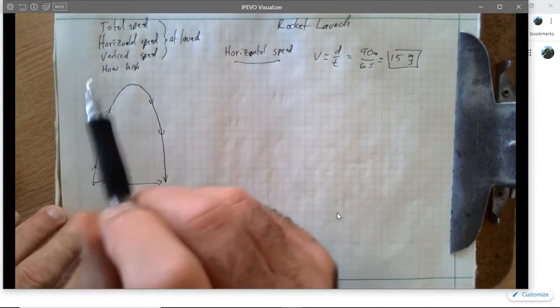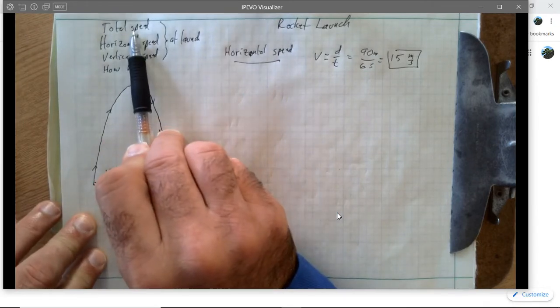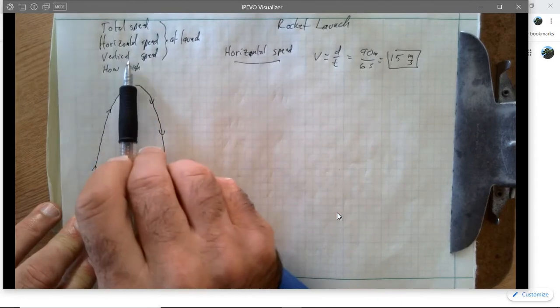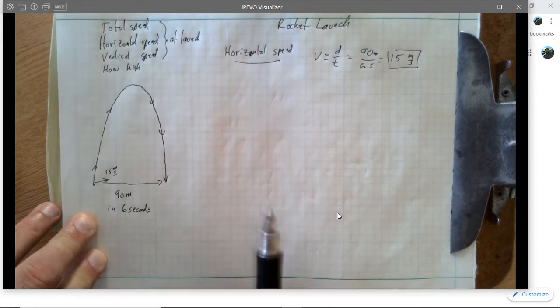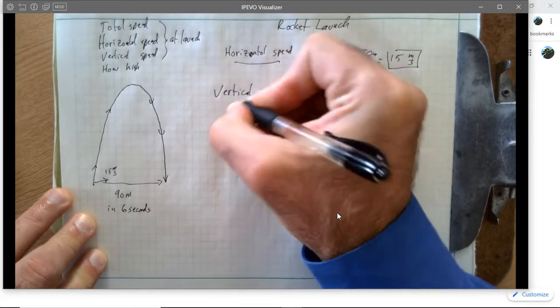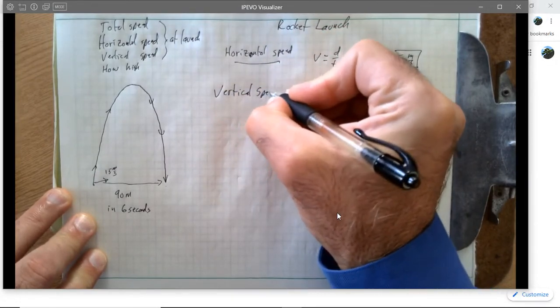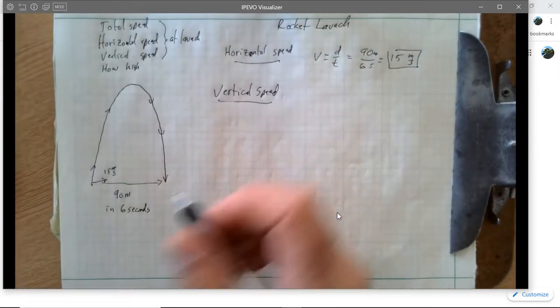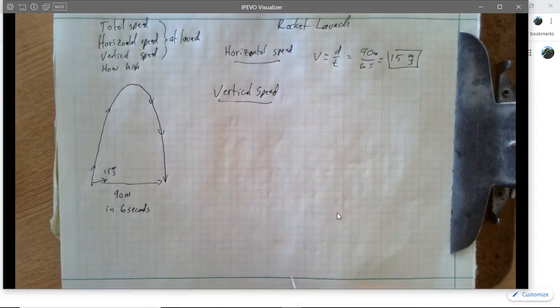Now, to get the total speed, we have to know the horizontal component and the vertical component. So we're going to have to do this one next. For the vertical speed, this takes some physics. We actually have to think about what's going on in the real world to be able to know what math to do. So actually, I can use this diagram right here. It's in the air for 6 seconds. It's easier to see in this.